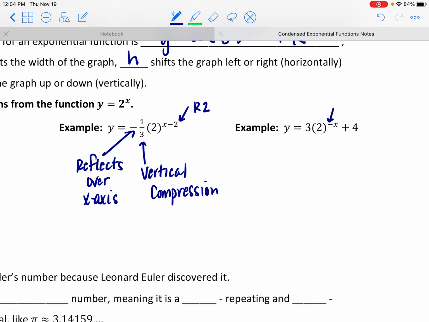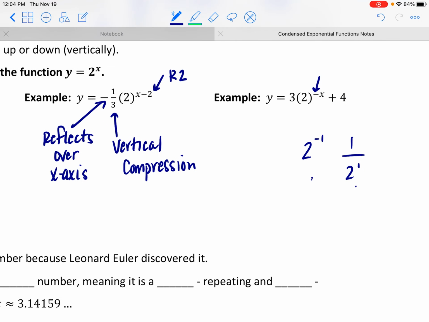Now, we already know the negative exponent rule. If we have 2 to the negative first, then it's 1 over 2 to the positive first. We saw this on the other side of the note paper, growth versus decay. The decay is just a reflection over the y-axis. So that negative is reflecting our graph over the y-axis.